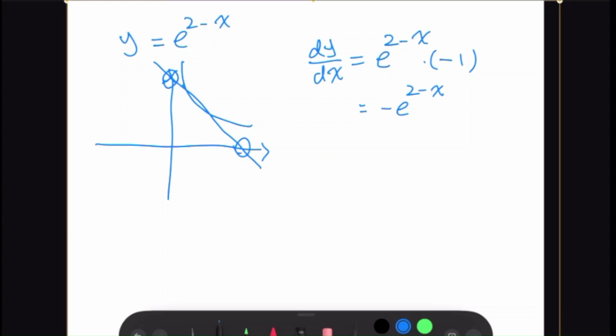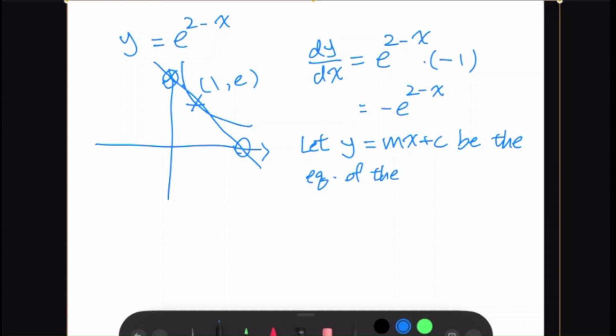And then, as Boppy said, the whole job is just to find the x and y intercepts. So basically we're trying to find the point 1 and then e. So we're just trying to find the equation of the tangent, that way we can find the x and y. So let y equals mx plus c be the equation of the tangent line.